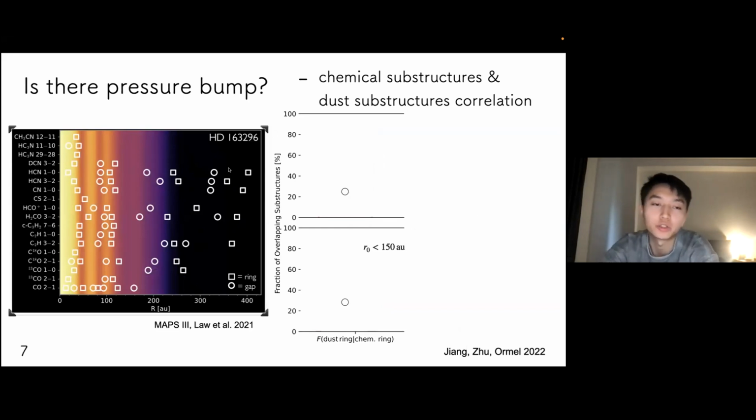And you should compare it with a null hypothesis. Say they are not correlated, how should this behave? So what we do in this work is redistribute these molecular emission line rings to make them follow a random distribution. Therefore, it should lead to an overlapping fraction like this violin plot. Surprisingly, the real observation is pretty much consistent with the null hypothesis. That suggests that probably these dust rings and gaps do not really coincide with the gas rings and gaps.